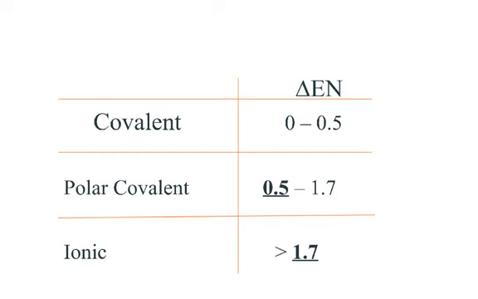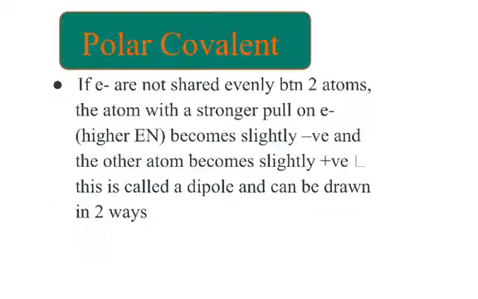So in terms of our difference in electronegativity, if that difference falls between 0 and 0.5, we're going to consider that covalent. If it's between 0.5 and 1.7, we'll consider that to be polar covalent. And specifically, if it's 0.5, we'll call that polar covalent. And then with ionic, it's going to be greater than 1.7. And if it falls directly on 1.7, again, we'll consider that to be ionic.